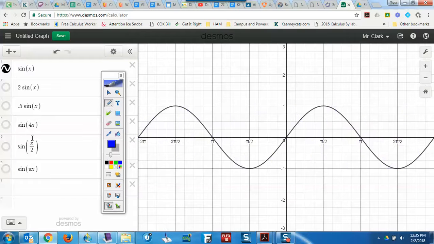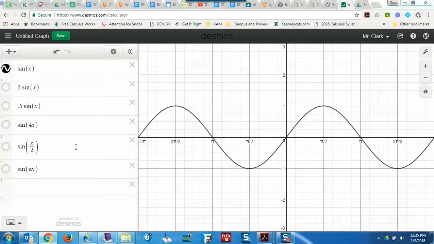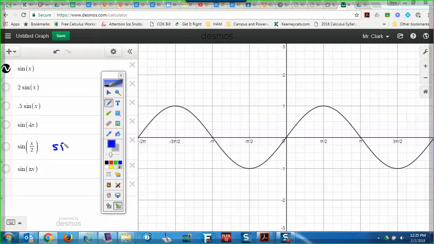Okay, what about this one? x over 2. Well, first of all, I wouldn't think of that as x over 2. If I was given it as x over 2, I would always write it like this. We always want to write it as an x with a number in front of it. So we want to write that as 1/2 x. So what's this going to do?